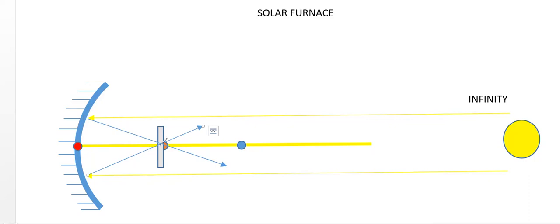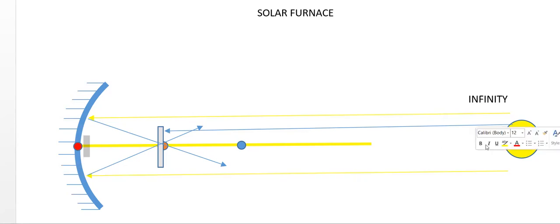So the point here would be very hot, approximately 4000 degrees centigrade. But if we consider many rays coming from the sun, actually we should take two rays for not making the area congested. So if we take rays like this, all are parallel.